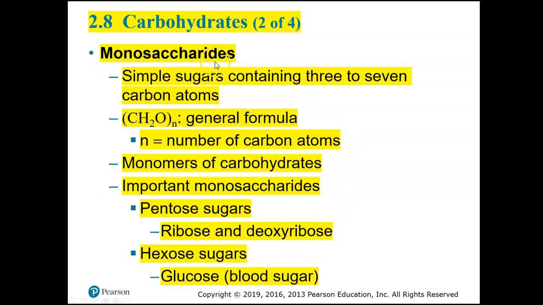So going back up, a monosaccharide is defined. Mono means one, saccharide means sugar. So they're simple sugars. They can have 3 to 7 carbon atoms. So if they have 3 carbon atoms, the formula will be C3H6O3. If they have 5 carbon atoms, the formula will be C5H10O5.